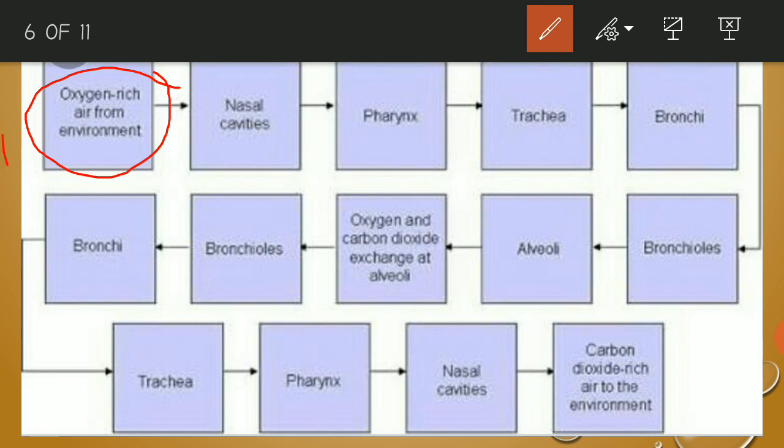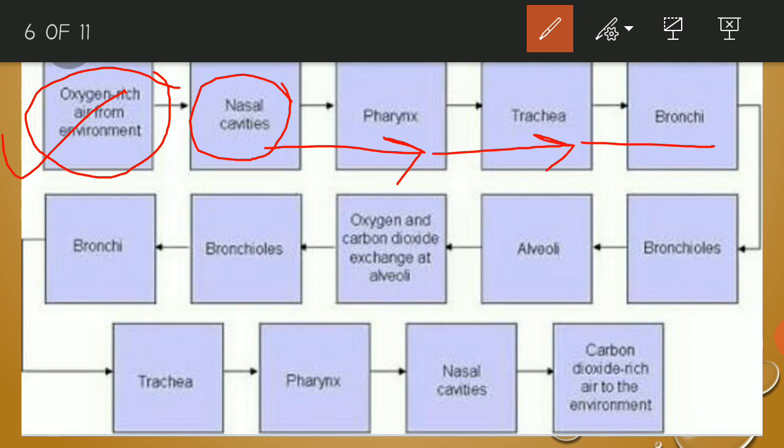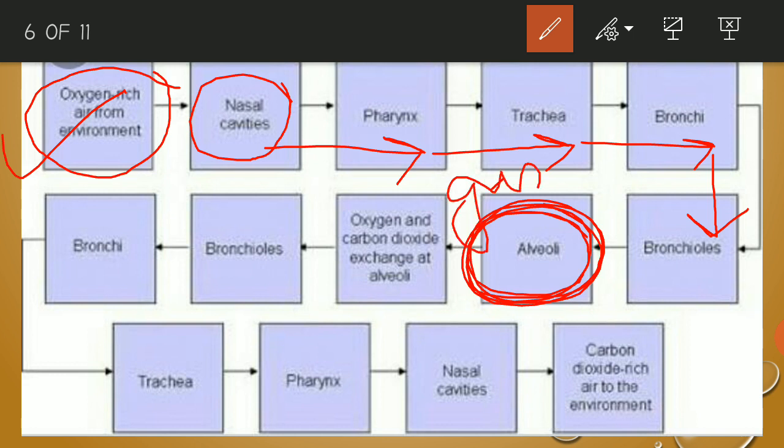The air which is oxygen rich, which is present in the atmosphere, enters the nasal cavity, and then goes into the pharynx, into the trachea or windpipe, then the bronchi, then the bronchioles, and then the alveoli. Now in these alveoli, we release the oxygen into the blood, and we take the carbon dioxide from the blood.